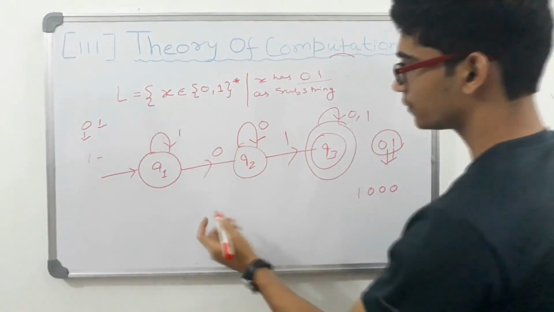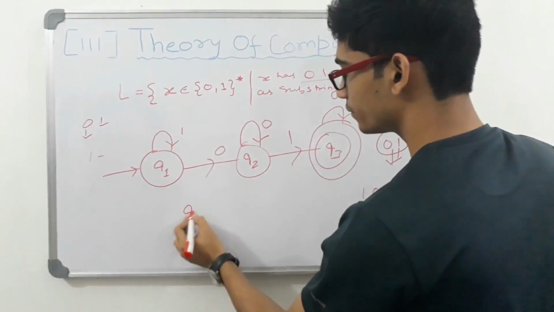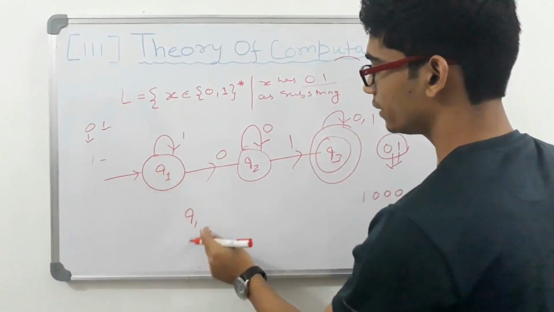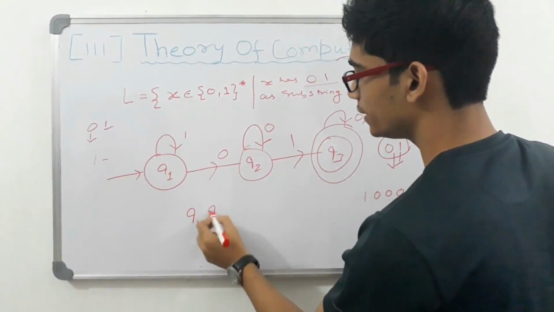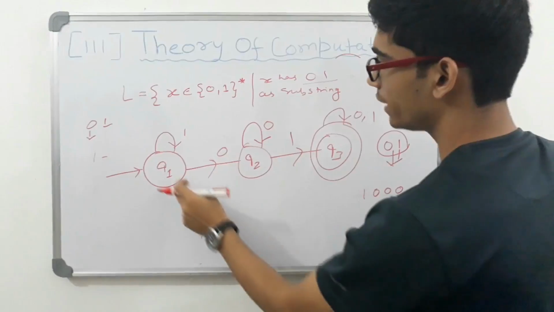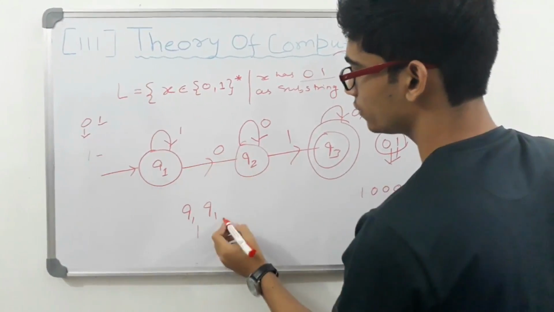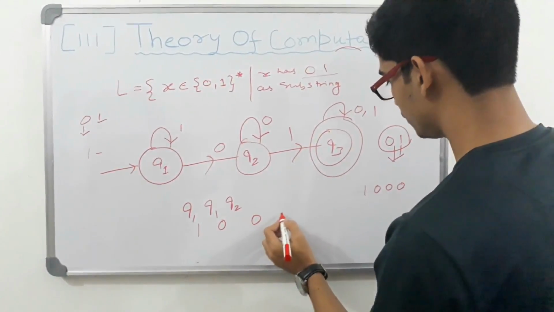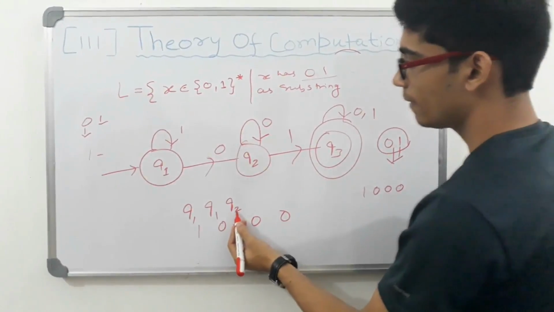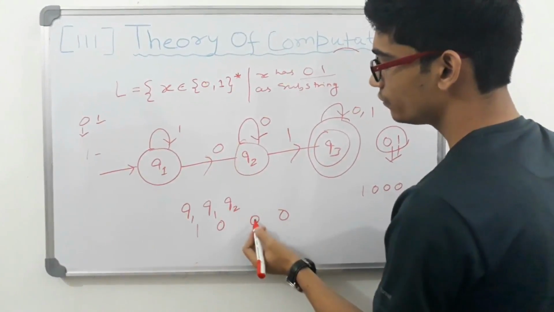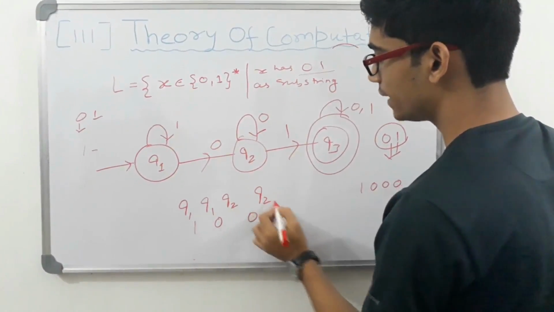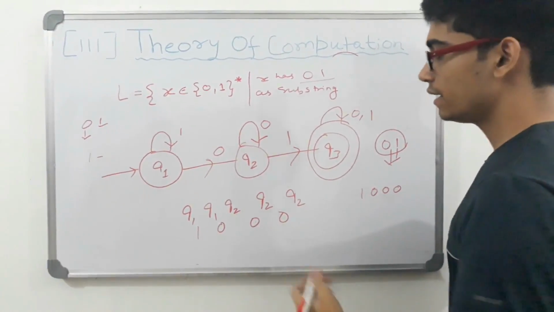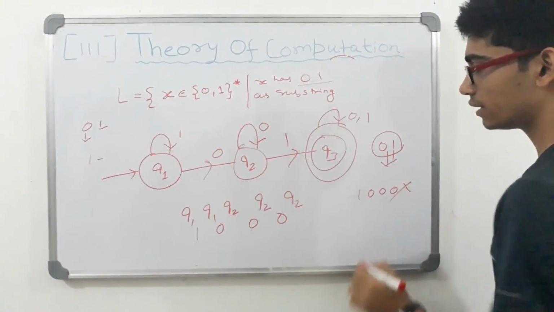So for that, see, we are at Q1. We haven't scanned anything. Then we got a 1, we got a 1, we got a 1. After getting 1, we will be at Q1 only. Then we got a 0. So at Q1, we got a 0, so we'll go to Q2. Let me write 1, 0, 0 and 0. At Q2 we got a 0, so again we will remain at Q2, and again at Q2 we got a 0, again we will remain at Q2. So see, Q2 is a non-final state, so this is not accepted.